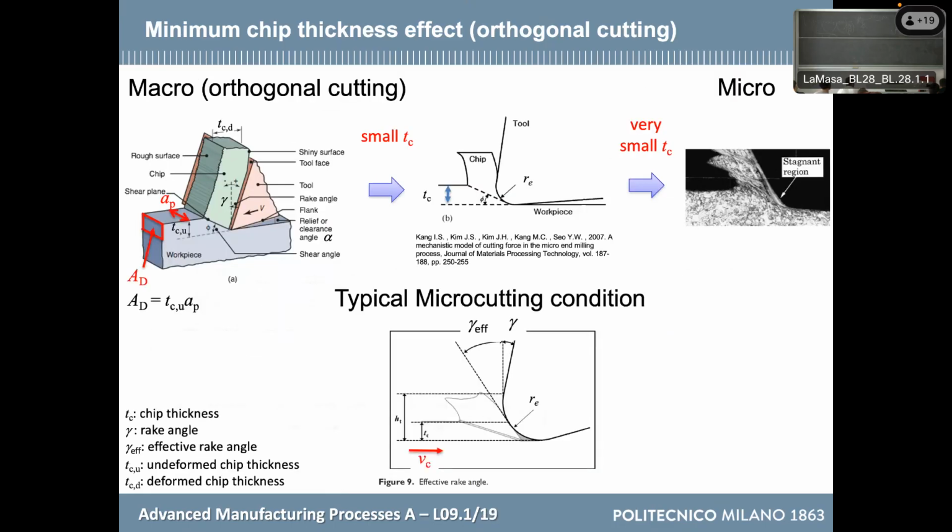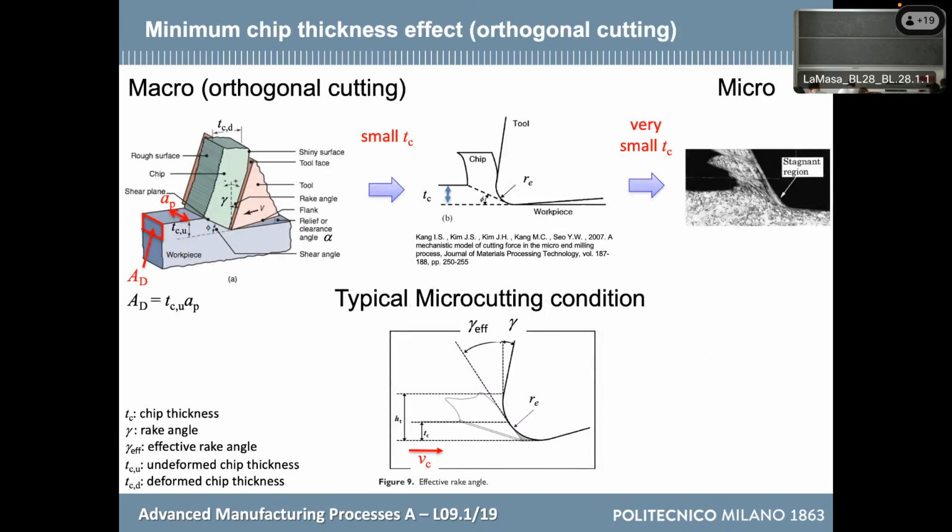I show you here HD. It is not written here, but this is HD. Where you see D, it means nominal or uncut. In fact, another way of calling this thickness is uncut chip thickness. Why uncut? Because it is the nominal one before the cutting action.